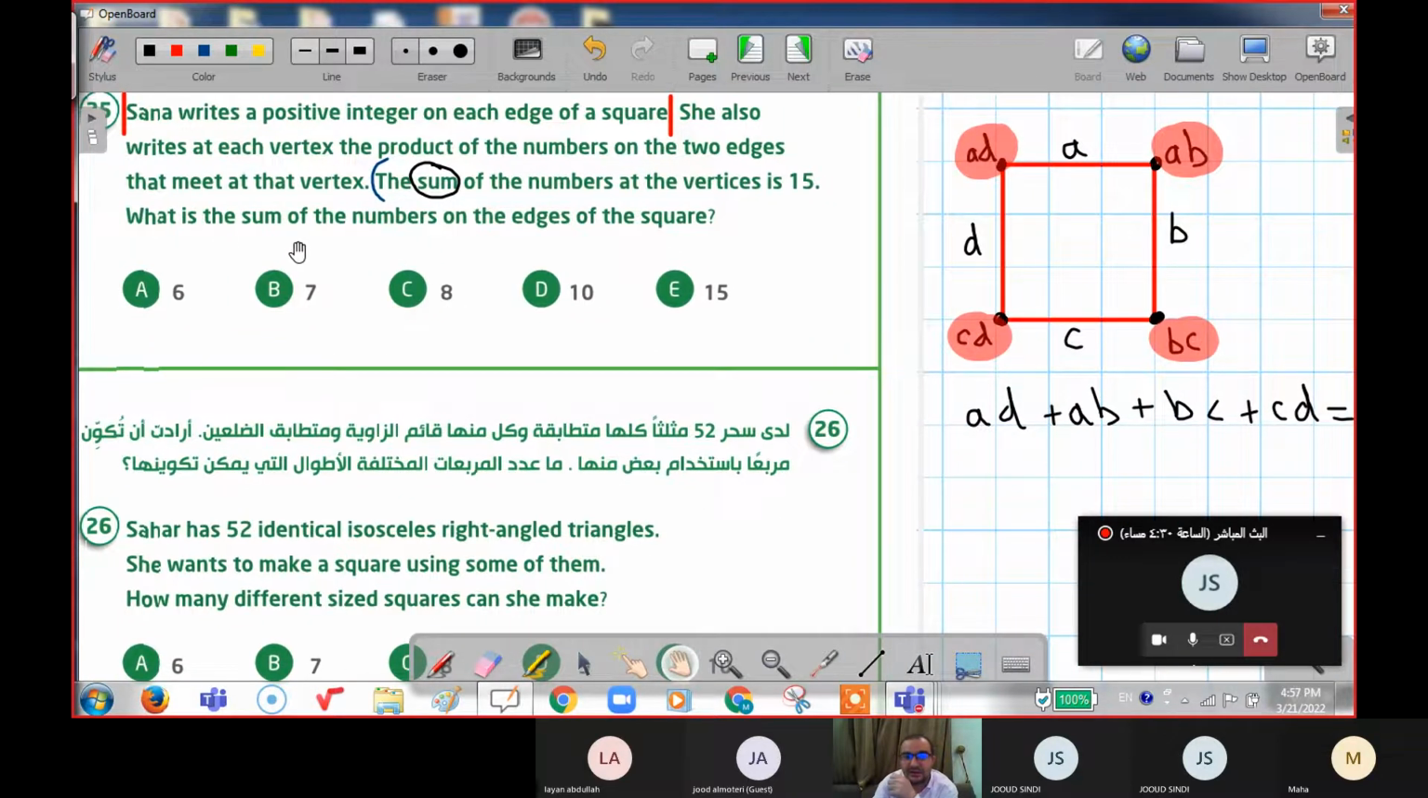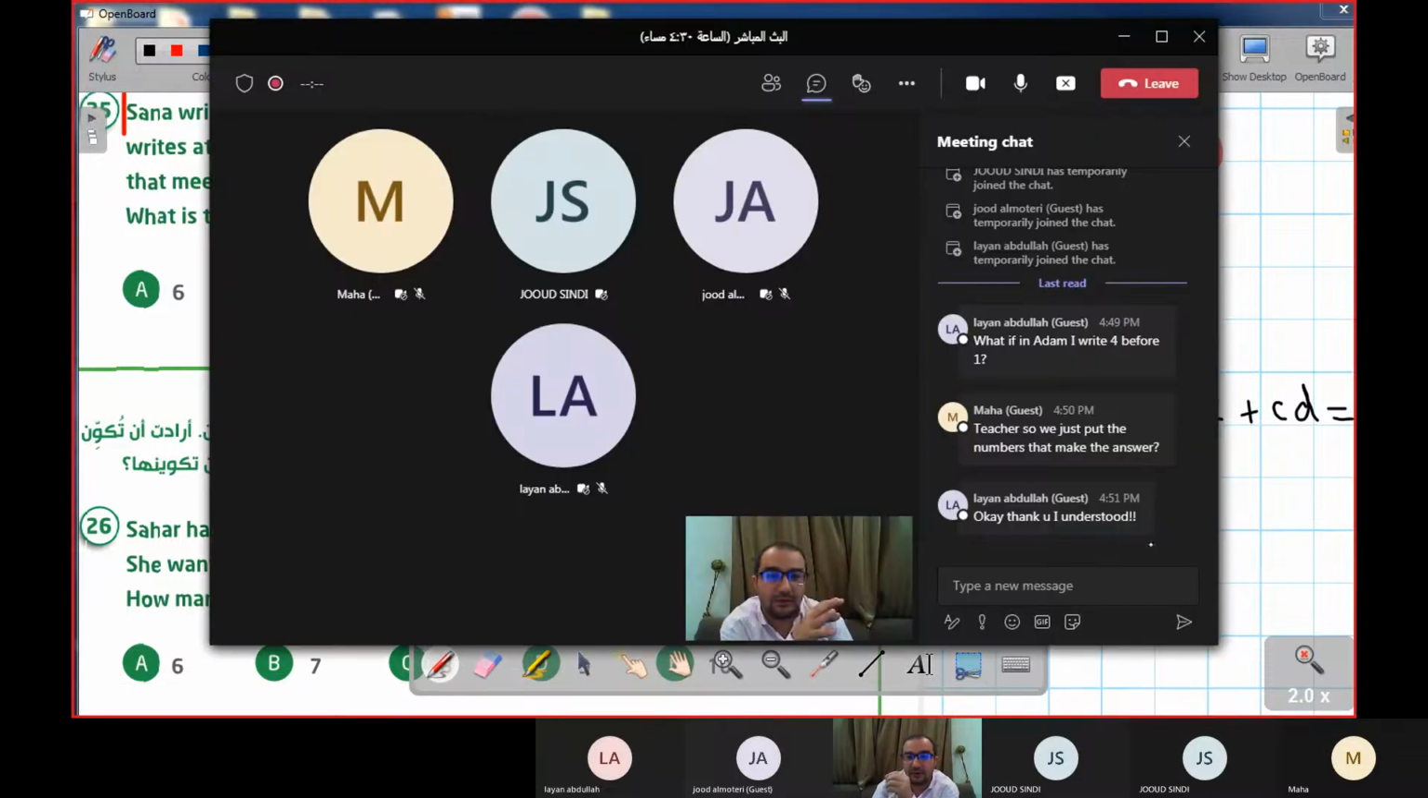But the question is, what is the sum of the numbers on the edges of the square? So it's A plus D plus B plus C. Excellent. She wants to know the value of A plus B plus C plus D. Is everything clear before we continue this part?